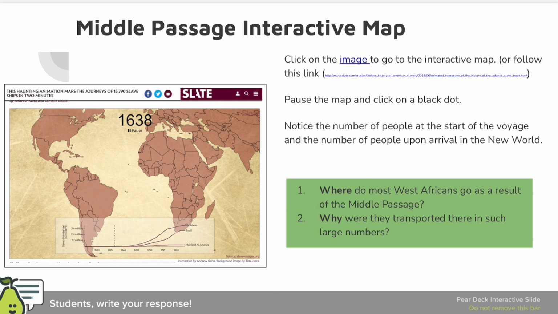Okay, now question 2. Why were Western Africans transported to the New World in such large numbers? Why didn't the Portuguese just bring over a set number of people from Africa? Why did they keep going back to Africa for more people? Exactly right. The death rate of the Middle Passage was so high. Okay, we see up to 50% of the population dying in the Middle Passage.